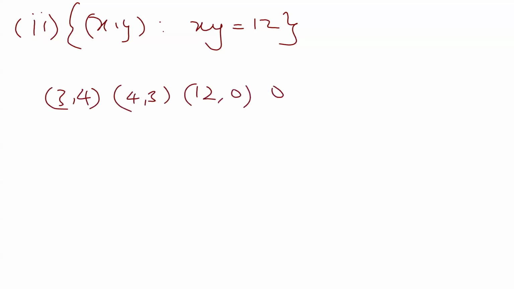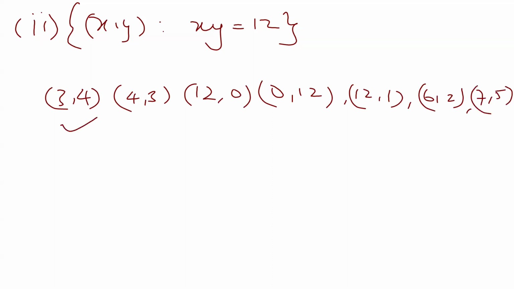(12, 0), (0, 12), (12, 1), (6, 2), and (7, 5). Okay, so 3 into 4 is 12, 4 into 3 is 12, 12 into 1 is 12, and 6 into 2 is 12. So these are the ordered pairs. You cannot include the ones which I have crossed. The ticked ones are the required answers. Okay, let us go to the third sub question.